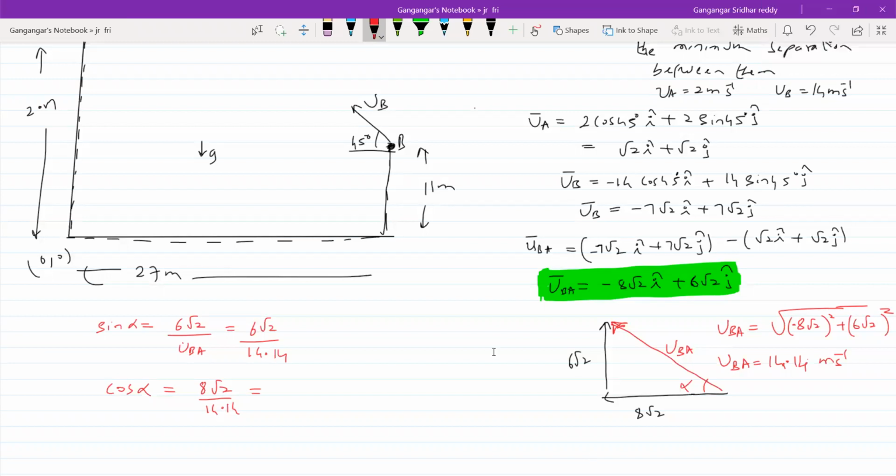Alpha is how much? 37 degrees. 37 degrees will come. Okay, yeah. So alpha is 37 degrees. I think this is going to help us a lot. Look at how it was theta b. It was 45, no, but how much is it here? It's 37 degrees.